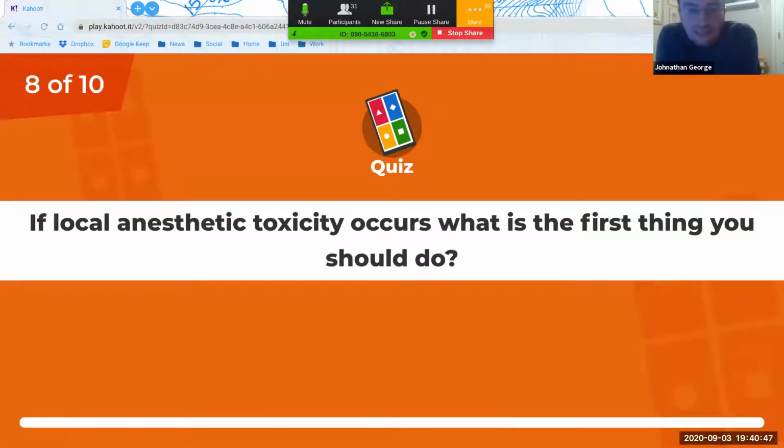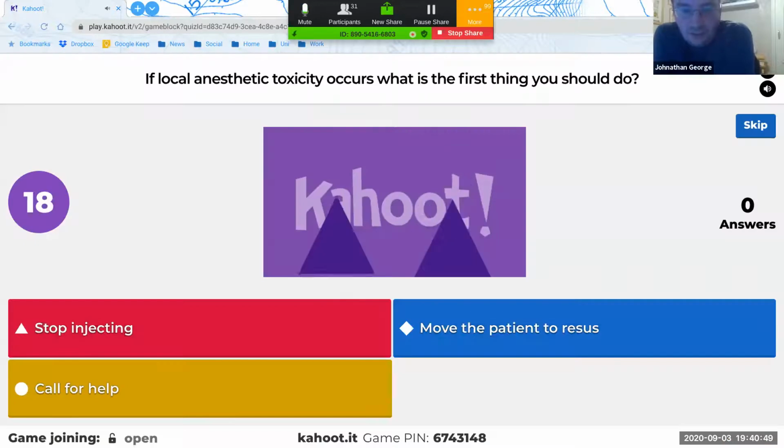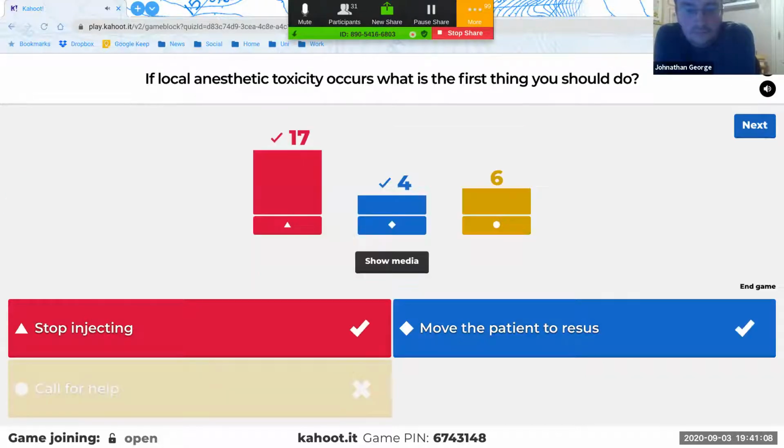So back to local anaesthetic toxicity. What's the first thing you should do if somebody is reacting? Good. So we stop the injection. That's the first thing. We make sure we stop getting any more lignocaine into them.